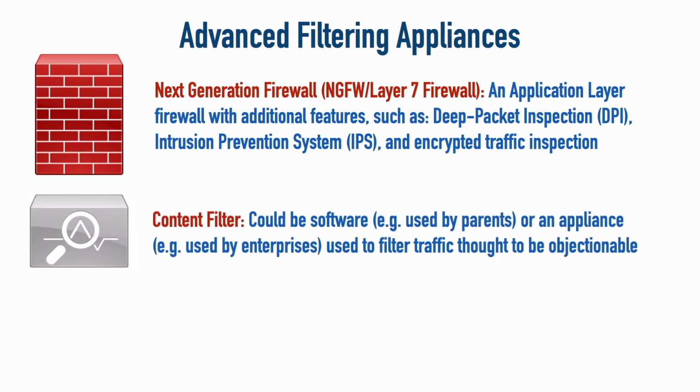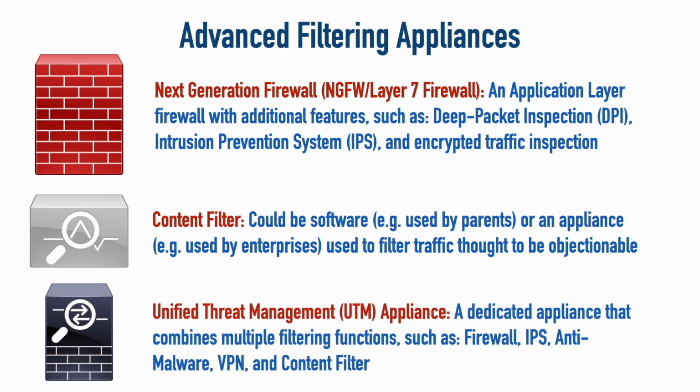Another appliance I want you to know about is a content filter. And the main purpose of a content filter is to filter out traffic that might be considered objectionable. This might be something like pornography or violence or hate speech. Parents might install software on a computer, and that could protect their home computer from things like that. Or in a large enterprise, we might have an appliance dedicated to filter out what we consider to be objectionable traffic.